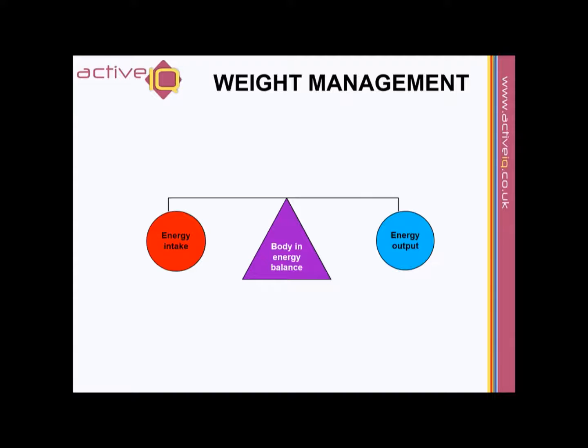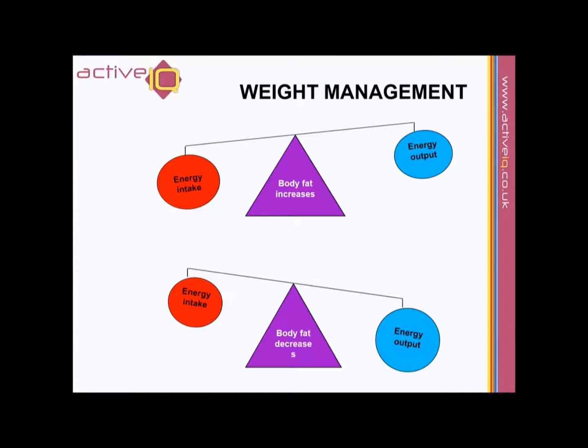We have a quick look at weight management. In this illustration here we see that the body is in what we call energy balance. So the energy intake is exactly the same as energy output. So if you're taking in 2,000 calories, this person is also expending 2,000 calories. On the top model, the intake is greater than the output, so we have body fat increase, and body fat decrease on the other illustration. So it really isn't rocket science, it's quite simple when you look at it like that.